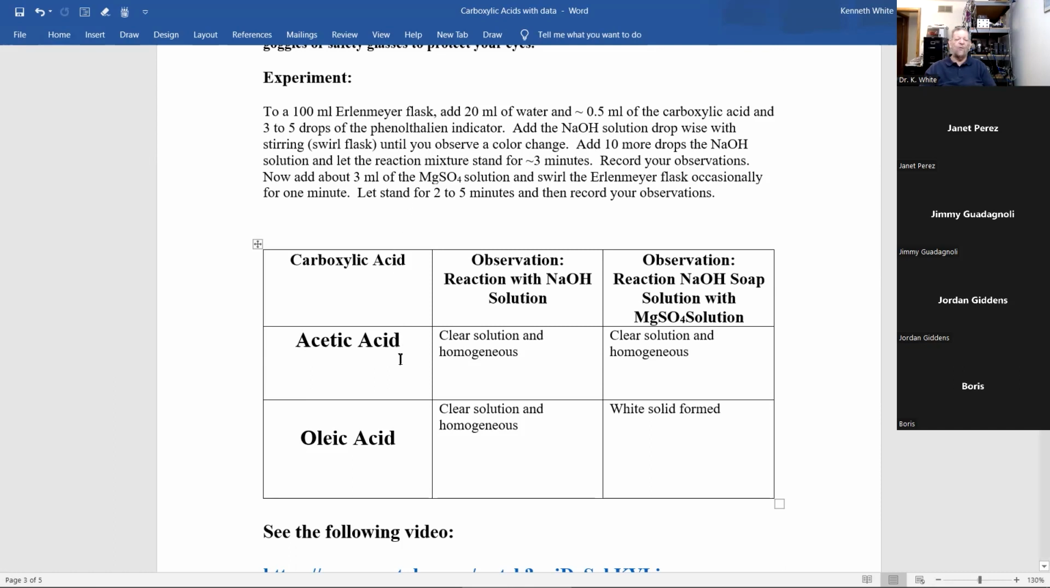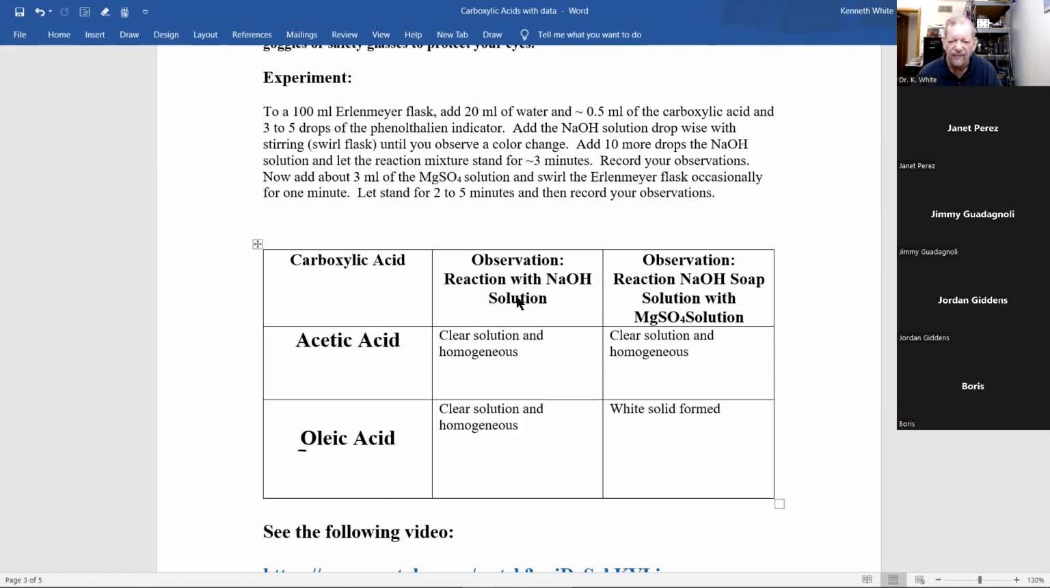And what you do is observe the solution. And what you're going to be doing is adding a base to each of these acids. Now, the first one, I'm going to show you the general reaction, and then you need to do the specific reactions. And what you'll do is take the acid, either acetic or oleic, and add some sodium hydroxide. And that does this reaction, which I'll show you in a second.